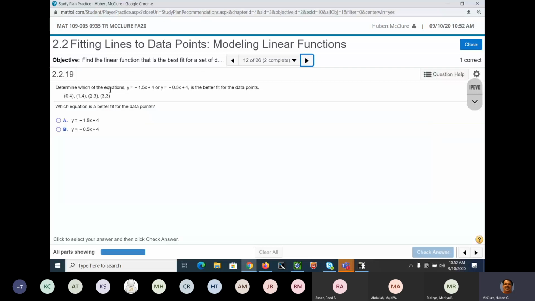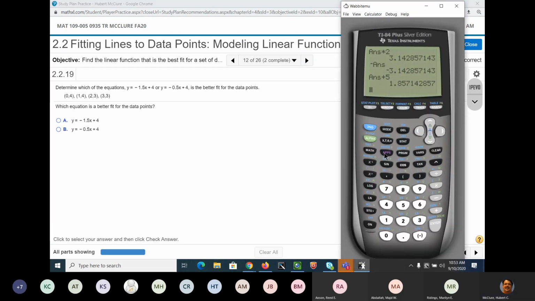Okay, this one says determine which of the equations, y is equal to blah, blah, blah, or y is equal to blah, blah, blah, is a better fit for these points. Okay, so let's do this one. I'm going to go into the calculator, go to Stat, Edit, and type these in. If you want to clear, you go to L2, hit clear, and hit enter.